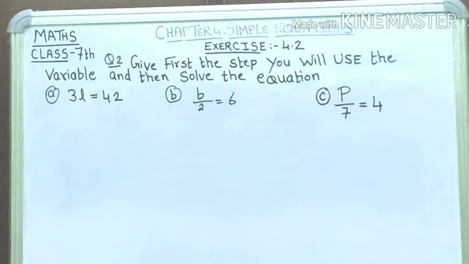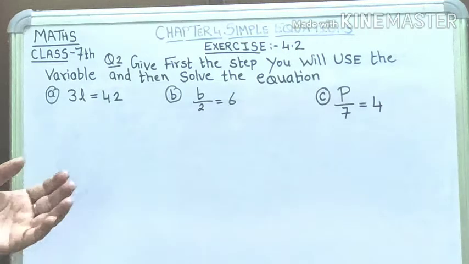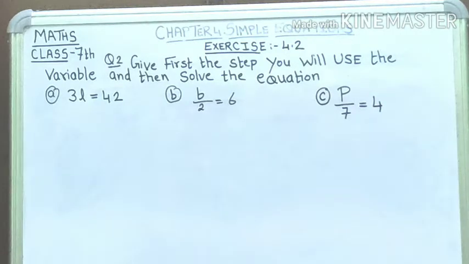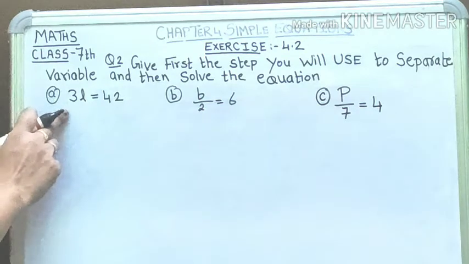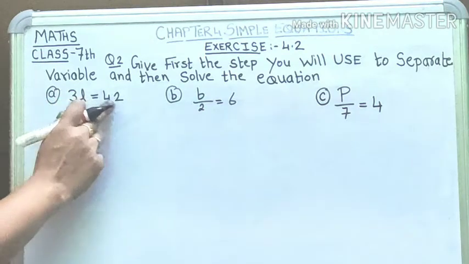We were doing chapter 4, simple equations. So let us start question number 2 of exercise 4.2. Question number 2: give first the step you will use to separate the variable and then solve the equation. Means we have to separate the variable. So in the first one, A1, 3L is equal to 42.